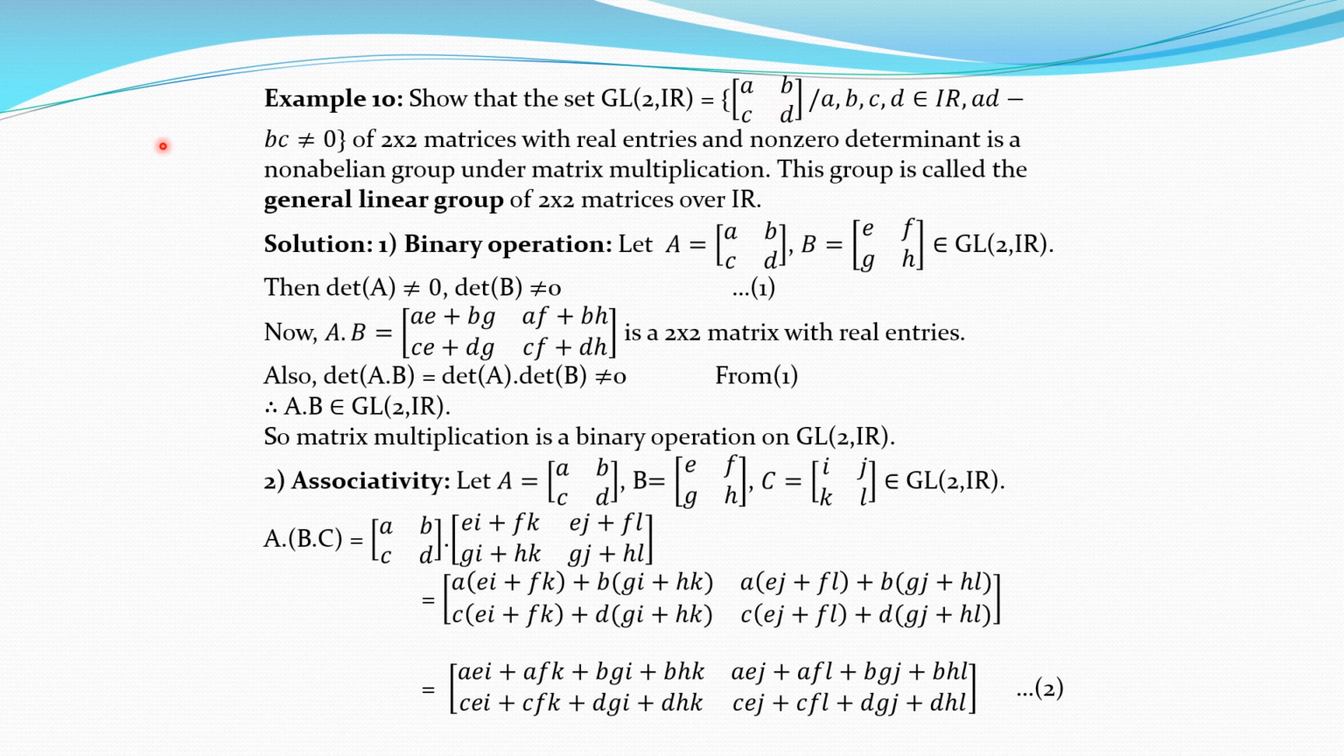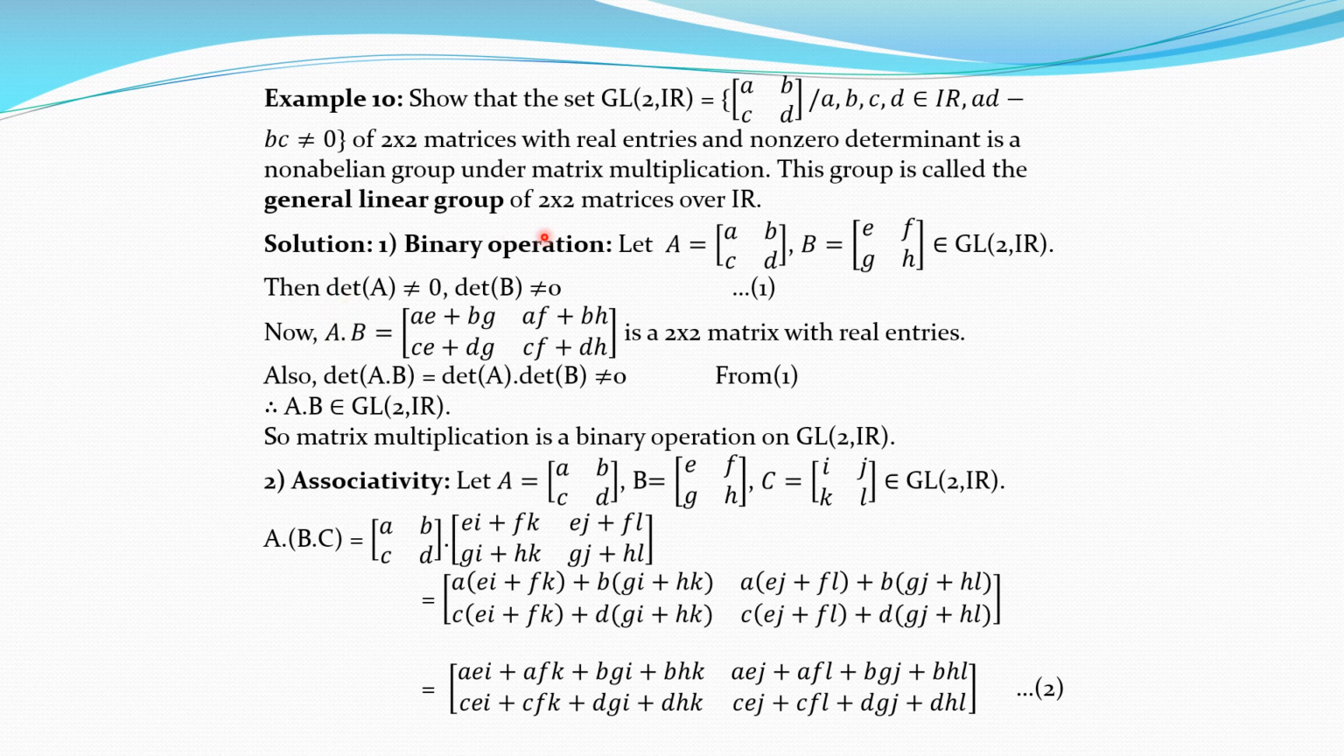Now we have to show that this is a non-abelian group under matrix multiplication. This is a special group known as the general linear group of 2 by 2 matrices over R. That's why the notation is GL2R. Now, to show that it is a group, the first property is binary operation.